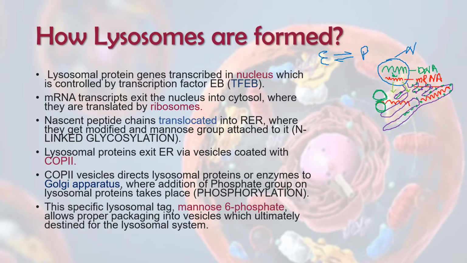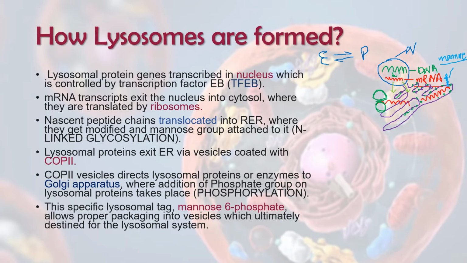Inside RER, the most important thing happens. What is that? This is the attachment of a Mannose group. So let me take this blue color. Inside the lumen of RER, a Mannose group is attached to this protein. This is the Mannose. Okay.